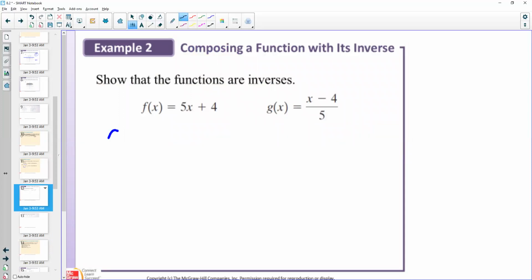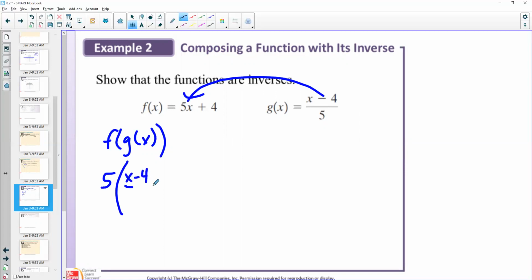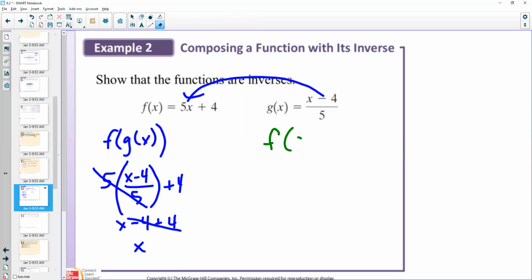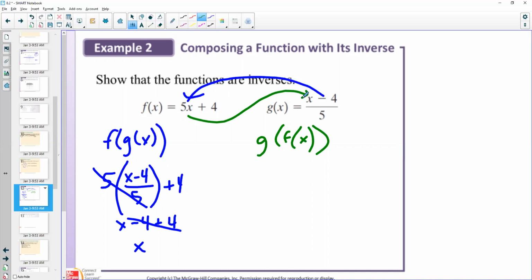So we can try this. For this one, I'm going to start with f of g of x. That means I'm going to put g in here where I see x. So I'm going to do 5 times (x minus 4) over 5, plus 4. Well, the 5s are going to cancel. I'm going to get x minus 4 plus 4. These cancel. I just get x. Now over here, I'm going to do the reverse. I'm going to do g of f of x. So I'm going to put this in here. So I'm going to put (5x plus 4 minus 4) over 5. These cancel. I get 5x over 5. The 5 cancels, I get x.